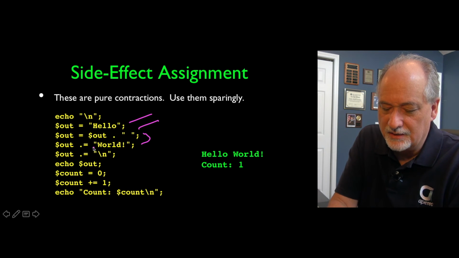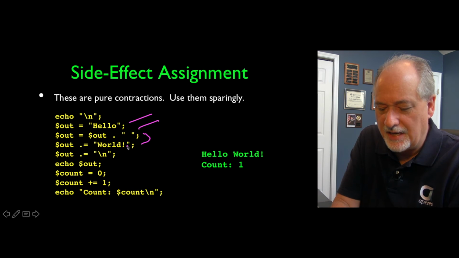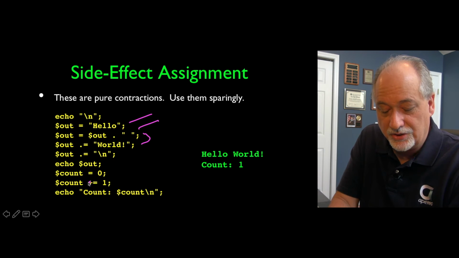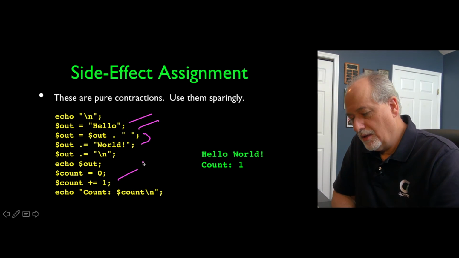And so it's called a side effect assignment, in that this out is on both the left and the right side of the assignment statement, meaning that this is out equals out concatenated with world. This is out equals out concatenated with \n. And so it's like hello world, right? And so you can do this with addition as well. This is the concatenation operator. You can do it with the addition operator.